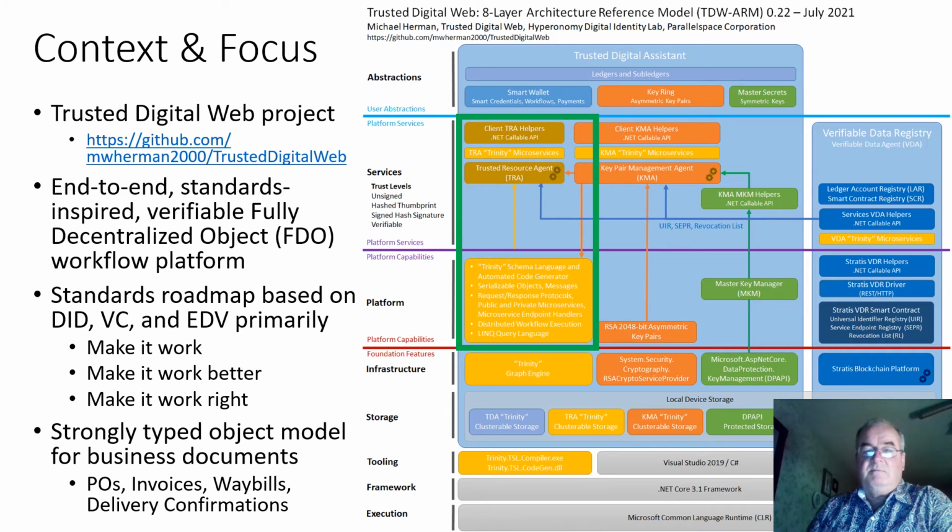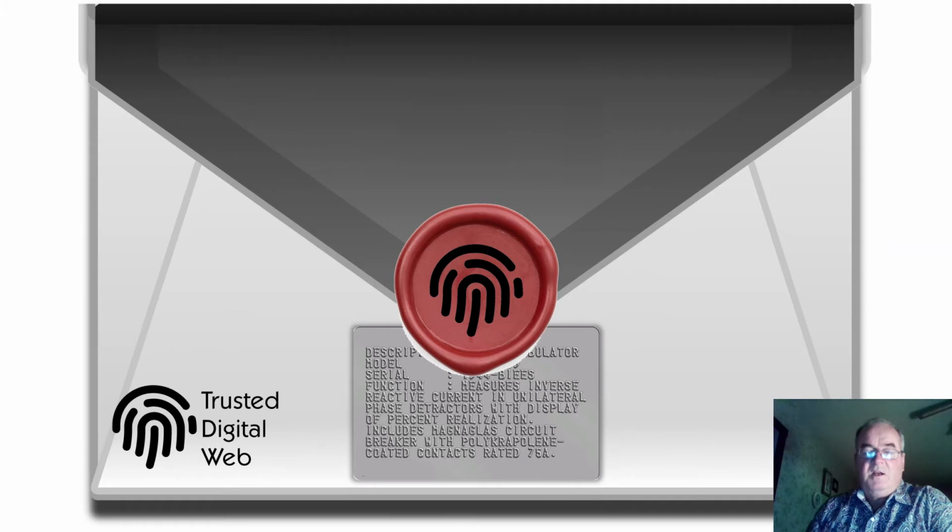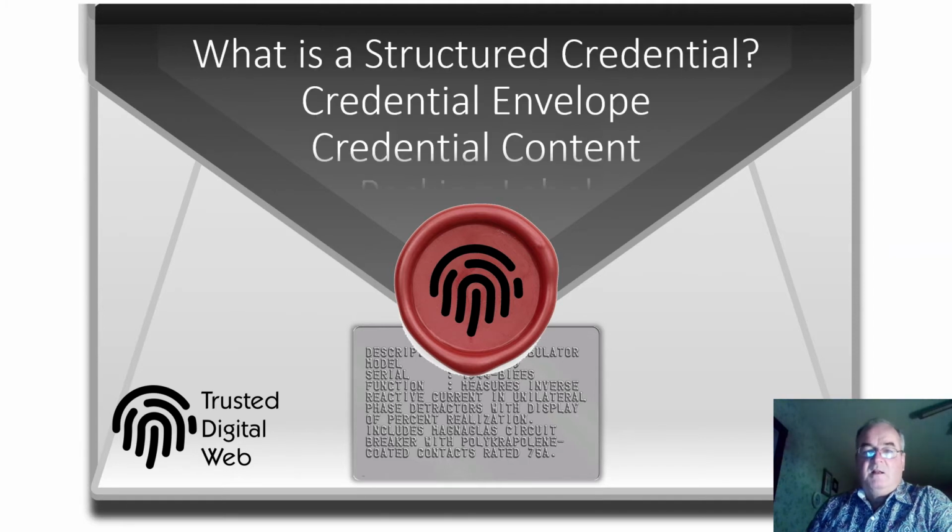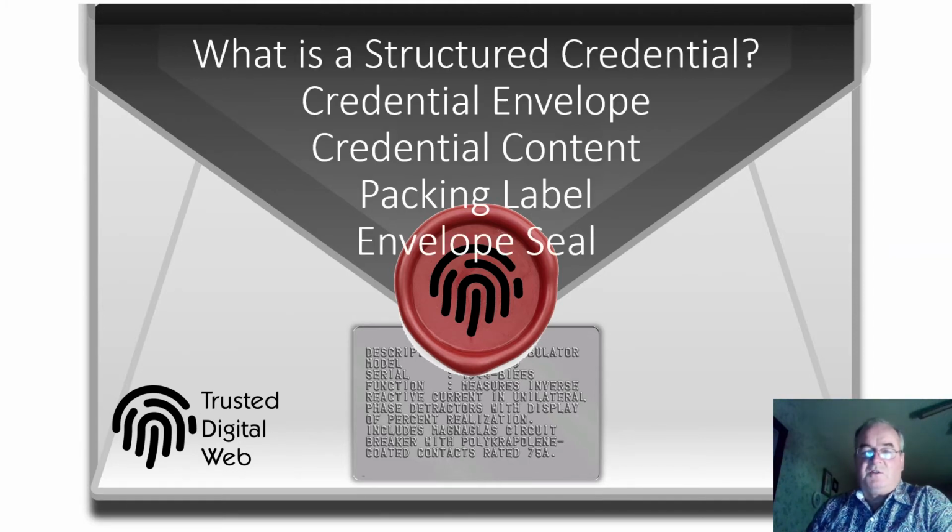And the part that we're going to be talking about, structured credentials, fits in this rectangle within the architecture reference. Okay, so what is a structured credential? There are 4 elements to a structured credential: the credential envelope, the credential content, the packing label, and the envelope seal. 4 elements: the envelope, the content, the packing label, and the seal.